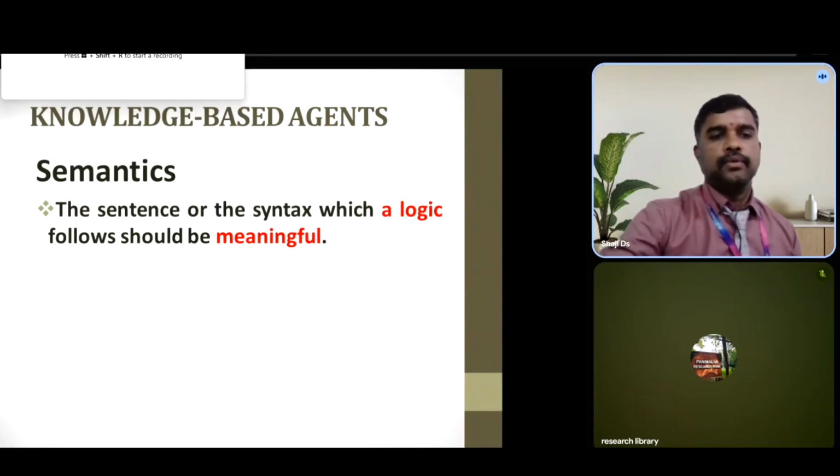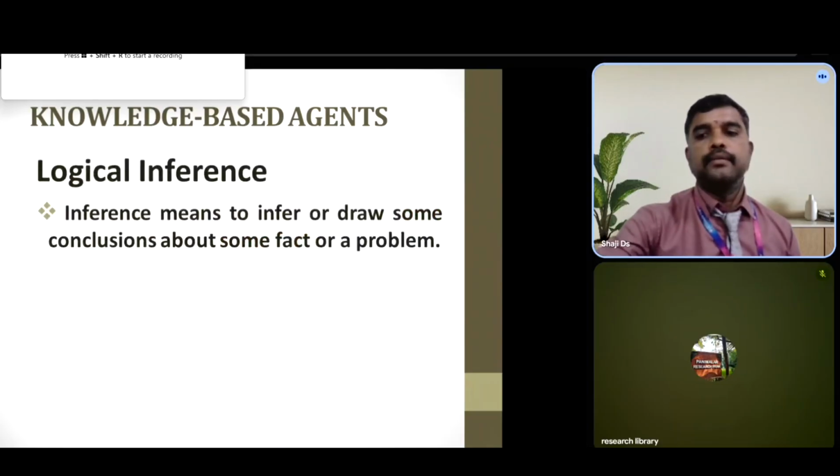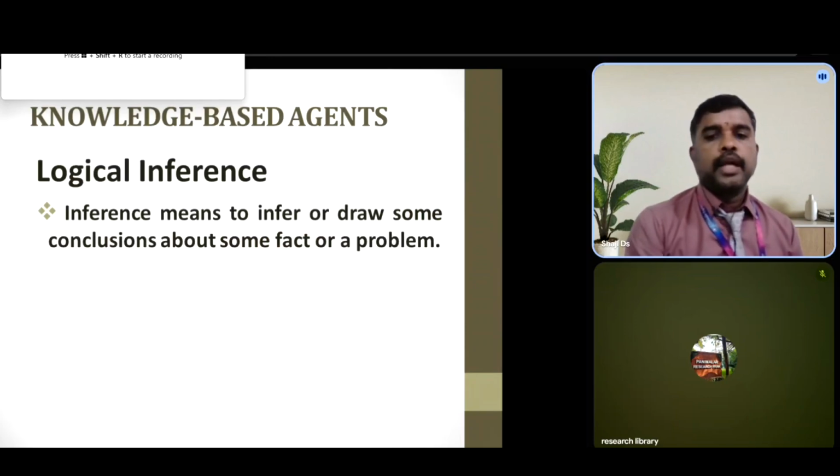And the next one is logical inference. So logical inference means to infer or draw some conclusion about some fact or problem. Logical inference is thinking of all the possible reasons which could lead to a proper result. Inference algorithms are used to perform the logical inference.